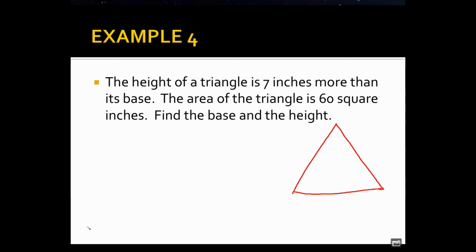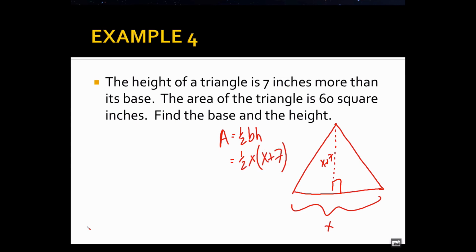Let's start knocking this out. Kaylin, what'd you call the base? X. Okay, so this is x. Yeah. What's the height? X plus 7. Good. And it's a triangle. That what you did? Good.